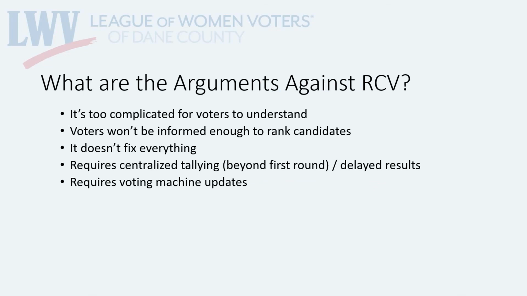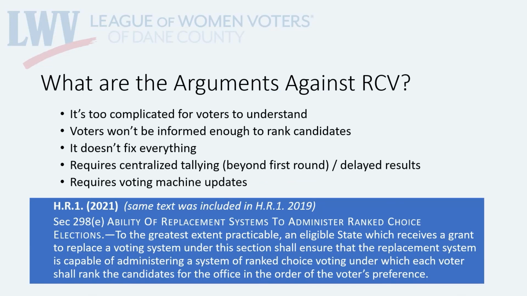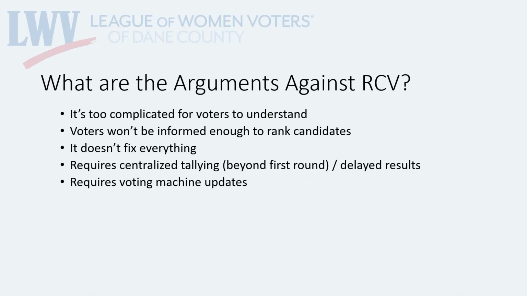Another common argument against ranked choice voting is that it requires more advanced voting machines. Many places might not have voting machines that can handle ranked choice voting. One thing to note is that H.R. 1 includes language strongly suggesting that any federal funds used to replace voting machines must replace them with machines capable of ranked choice voting. This language is in the proposed 2021 H.R. 1 and was also in 2019's H.R. 1. These are the most common arguments made against ranked choice voting.